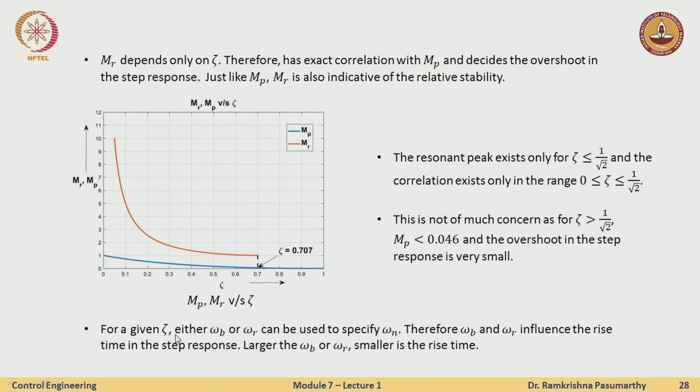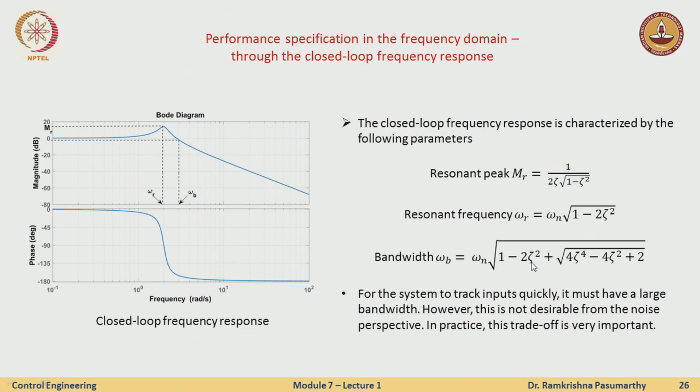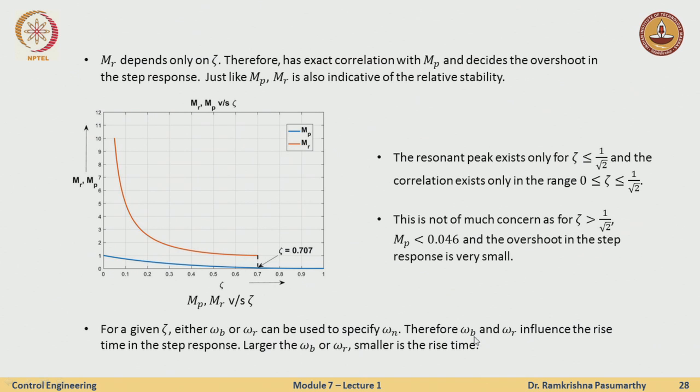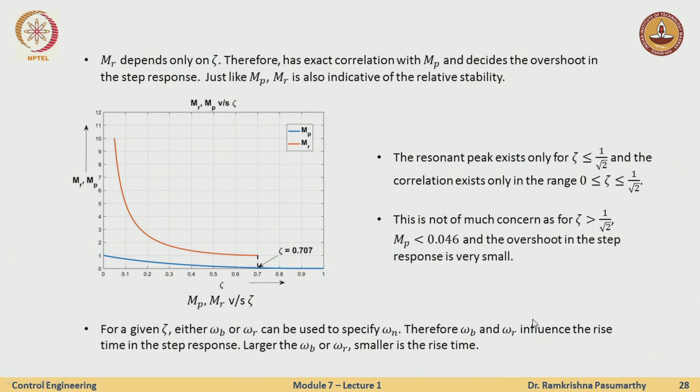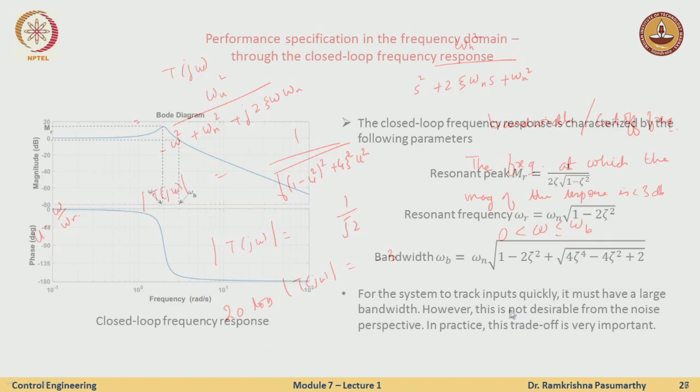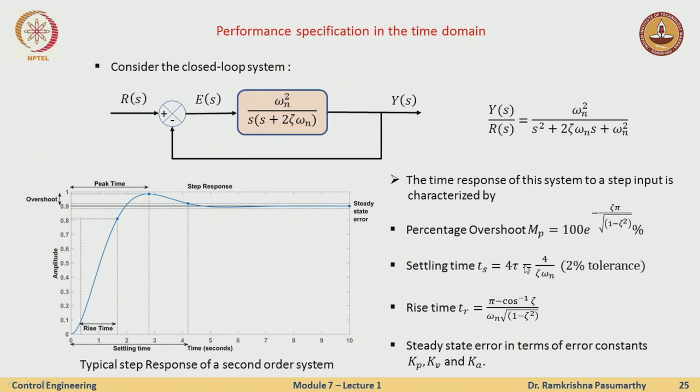So, for a given zeta, either the bandwidth or the resonant frequency can be used to specify omega n via this. Given this, I can compute these things. And therefore, the bandwidth and the resonant frequency influence the rise time in the step response. Based on the formula for the rise time, I can compute how this is related to the bandwidth or WR: larger the bandwidth, smaller is the rise time, and so on, could just be computed by looking at these expressions here. So, this is my bandwidth and this one.